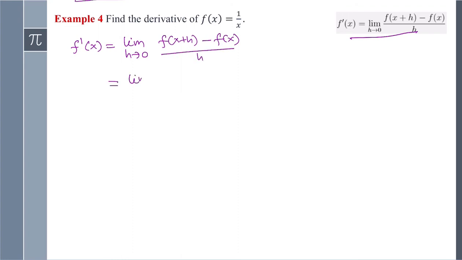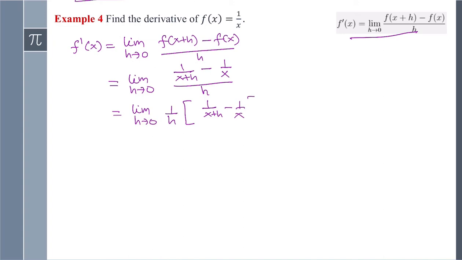Now limit as h approaches 0. f of x plus h is 1 over x plus h, because f of x is 1 over x. So if you're finding f of x plus h, it's 1 over x plus h, minus f of x, which is 1 over x, everything divided by h. This looks like a somewhat complicated fraction, so this is what I'm going to do here. I'll just factor out this h from the bottom and write 1 over h here, and then I'll simplify this 1 over x plus h minus 1 over x.